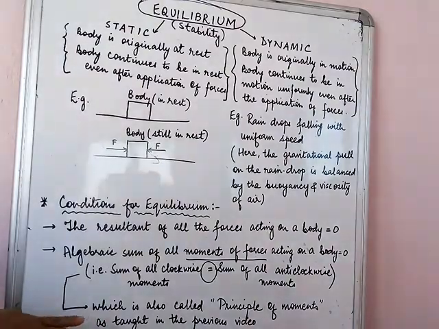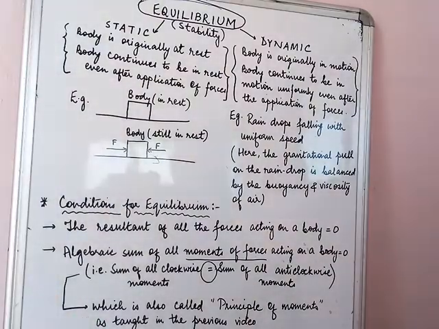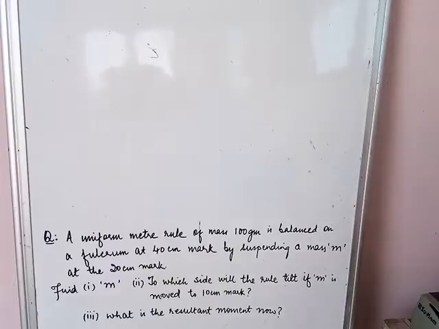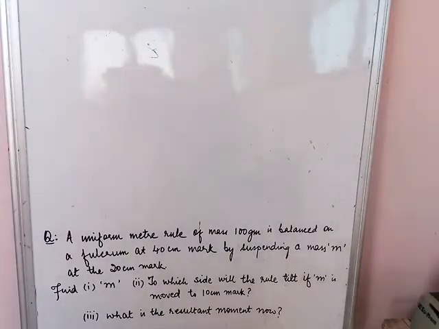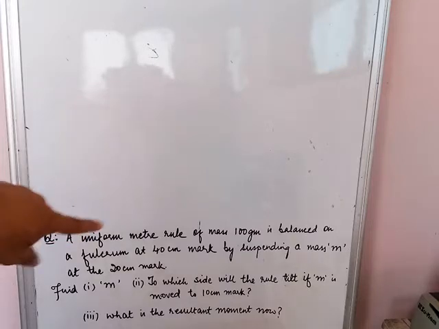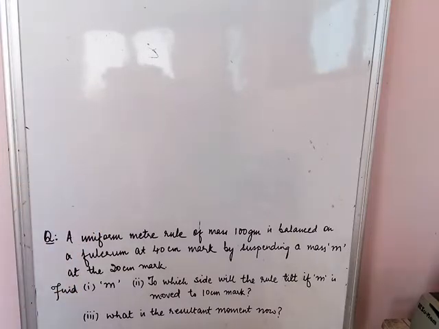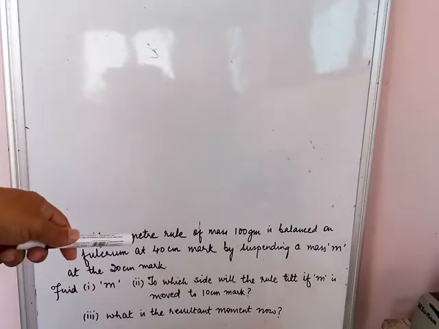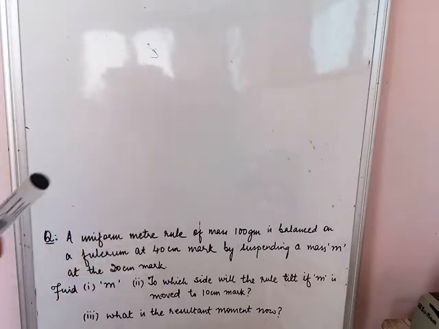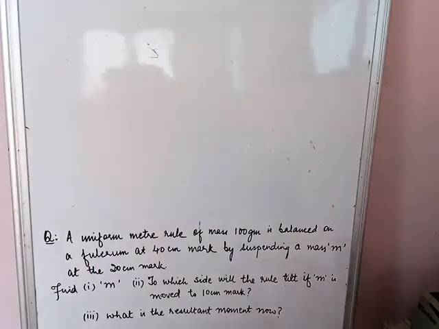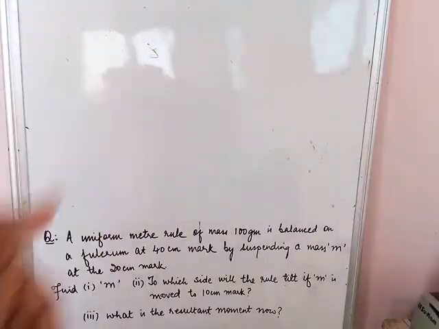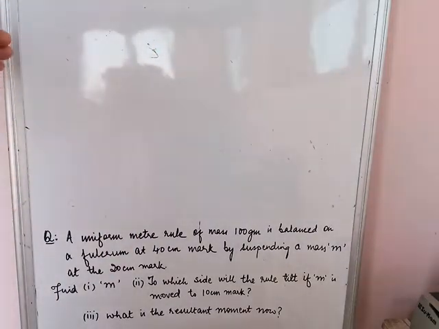So I hope this is clear now. Here's the question that I have taken up. Please read the question properly. A uniform meter rule of mass 100 grams is balanced on a fulcrum at the 40 centimeter mark by suspending a mass m at the 20 centimeter mark. Now, you probably won't be able to understand the question if you read everything all together. Let us go step by step.